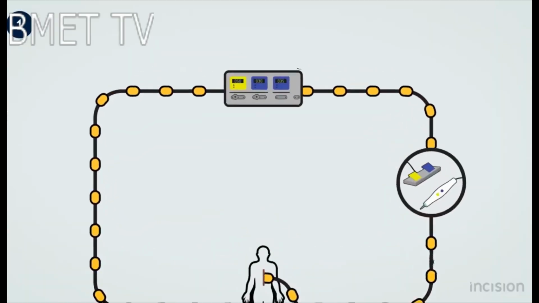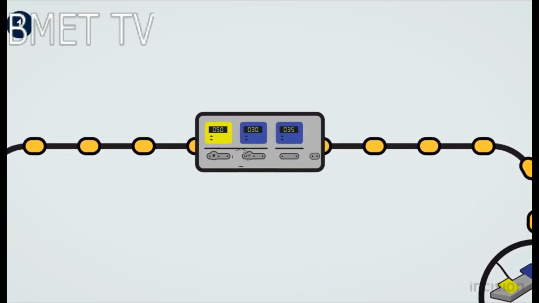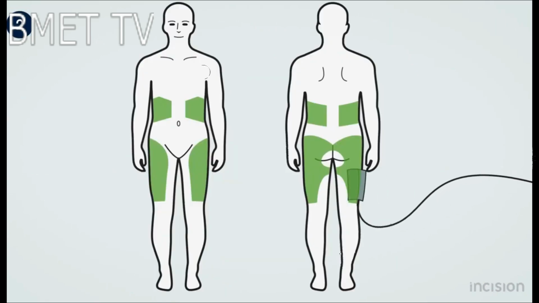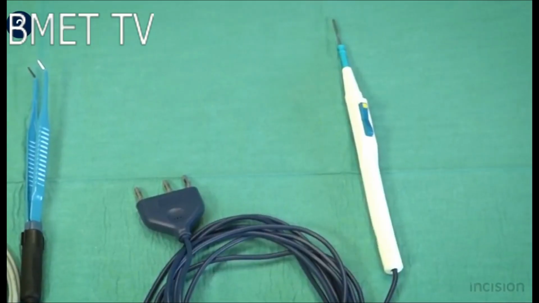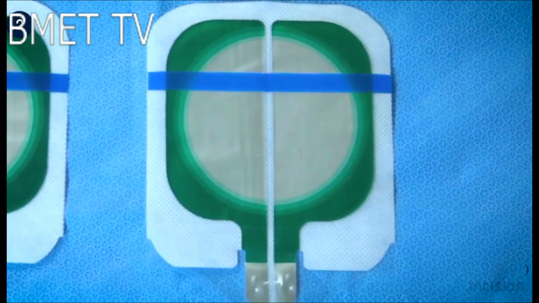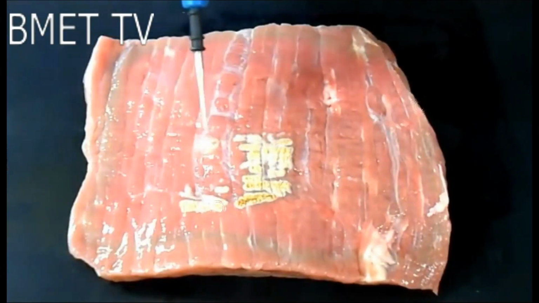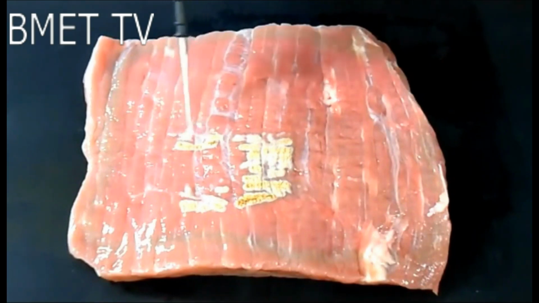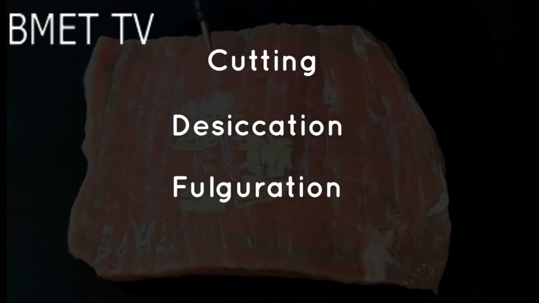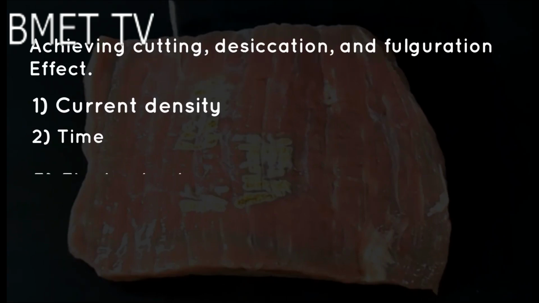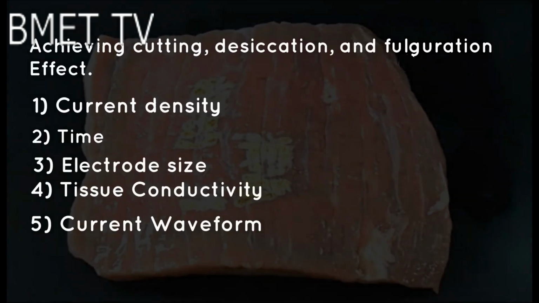Electrical current flows when electrons from one atom move to an adjacent atom through a circuit. Heat is produced when electrons encounter resistance. For current to flow, a continuous circuit is needed. In the operating room, the circuit is composed of the patient, the electrosurgical generator, the active electrode, and the return electrodes. The electrosurgical unit is the source of the voltage. Electrical energy is converted to heat in tissue as the tissue resists the flow of current from the electrode. Three tissue effects are possible with today's electrosurgical units: cutting, desiccation, and fulguration. Achieving these effects depends on the following factors: current density, time, electrode size, tissue conductivity, and current waveform.